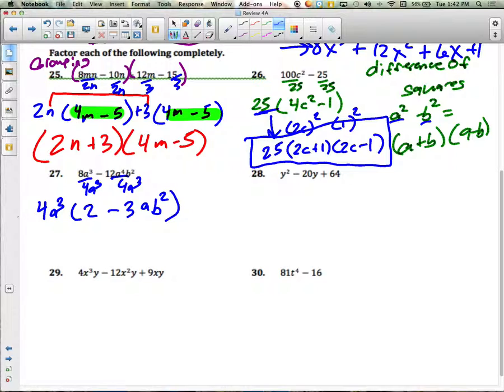And then after I take out the greatest common factor, I always want to see what's left in parentheses to see if that can be factored. 2 minus 3ab squared, it can't be factored. There's no pattern for that, so this would be my final answer.